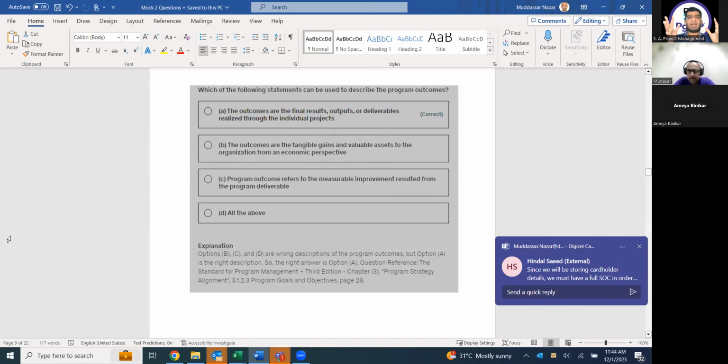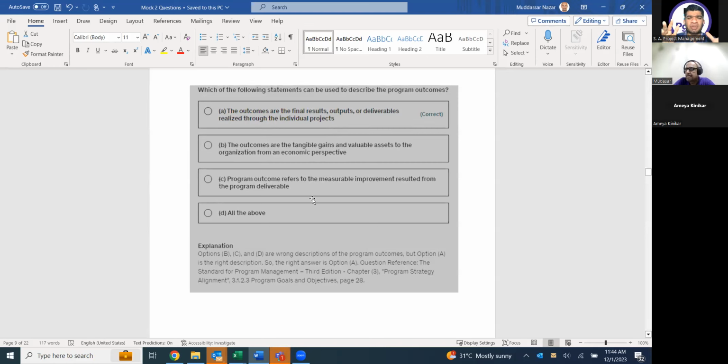Yes, the point is that any project which is under the program will give the output deliverables to contribute to the program. That is the first thing. So the program outcome can only be achieved once individual projects have delivered their final results, outputs, or deliverables, then they will be integrated to give me the program outcomes. And what is here? Outcomes are the tangible gains, and these are the definition of business value. Program outcomes refer to the measurable improvement resulting from the program. It's not improvement. Whatever is delivered is a program outcome. So you are right. A is the correct answer here.